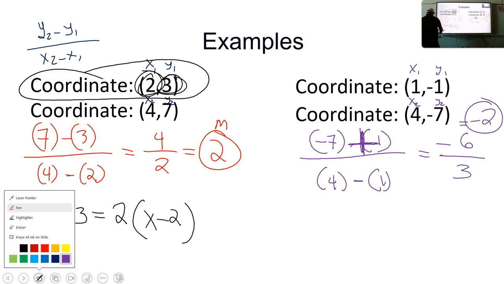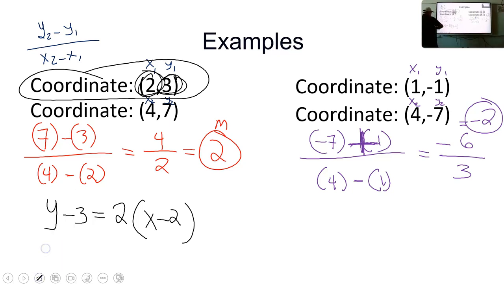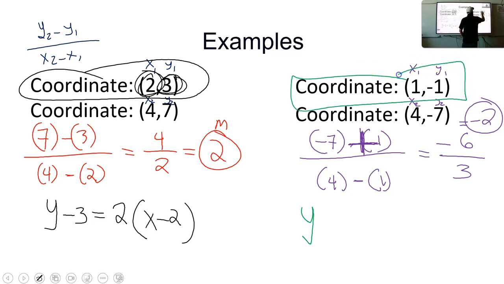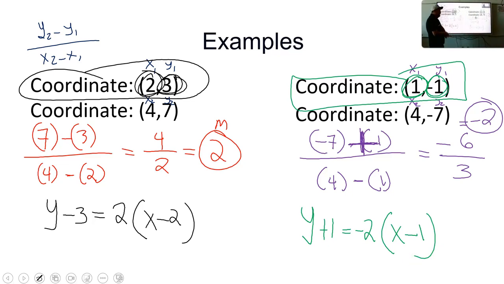All right, let's go ahead and write it in our point slope form. So we're going to do y. I'm just going to choose this first coordinate. Okay, what's the opposite of negative 1? It's a positive 1, so y plus 1 equals your slope. And then x, what's the opposite of positive 1? We get a minus 1. So we get y plus 1 equals negative 2 times x minus 1.